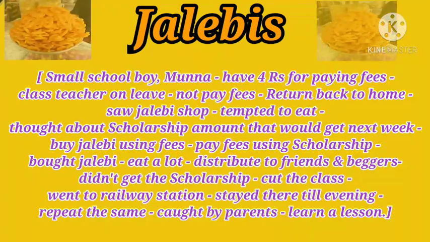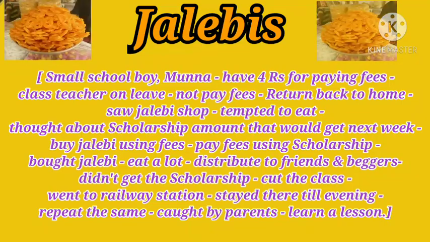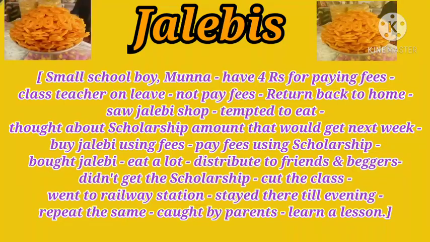The hints are: small schoolboy Munna has rupees 4 for paying fees, class teacher on leave, not pay fees, return back to home, saw jalebi shop, tempted to eat, thought about scholarship amount would get next week, buy jalebi using fees, pay fees using scholarship, bought jalebi, ate a lot, distribute to friends and beggars, didn't get the scholarship, cut the class, went to railway station, stayed there till evening, repeat the same, caught by parents, learn a lesson.